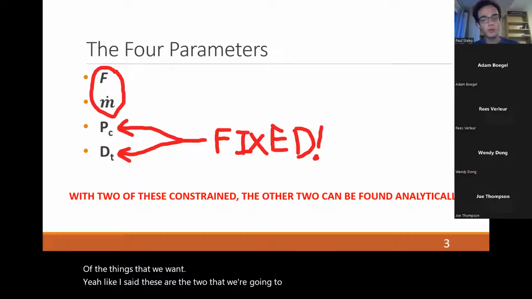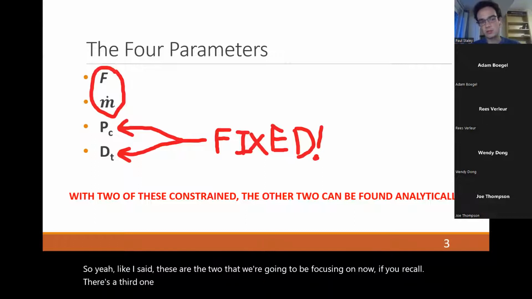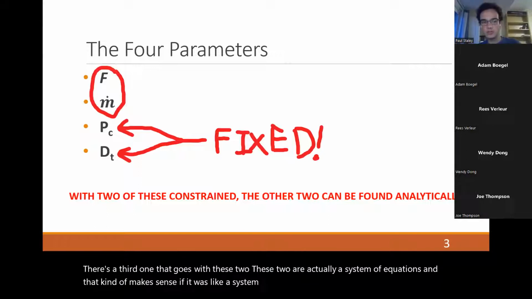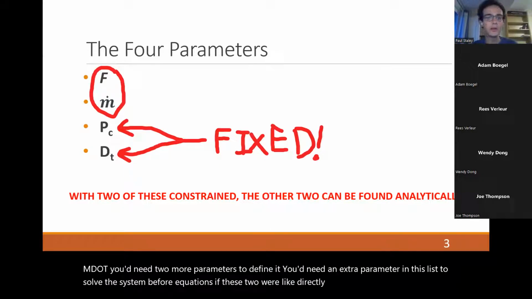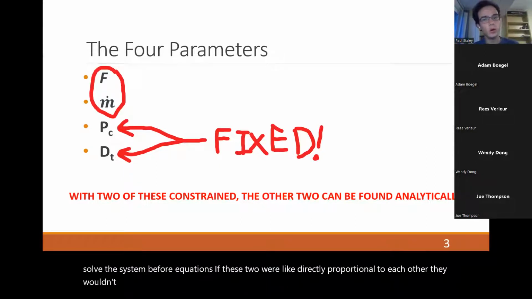Now, if you recall, there's a third one that goes with these two. These two are actually a system of equations, and that kind of makes sense. If it was like a system of 4 equations here between thrust and m dot, you'd need 2 more parameters to define it. You'd need an extra parameter in this list to solve a system of 4 equations. If these two were directly proportional to each other, they wouldn't be separate parameters, because if you knew one, you knew the other. So there is that third one.